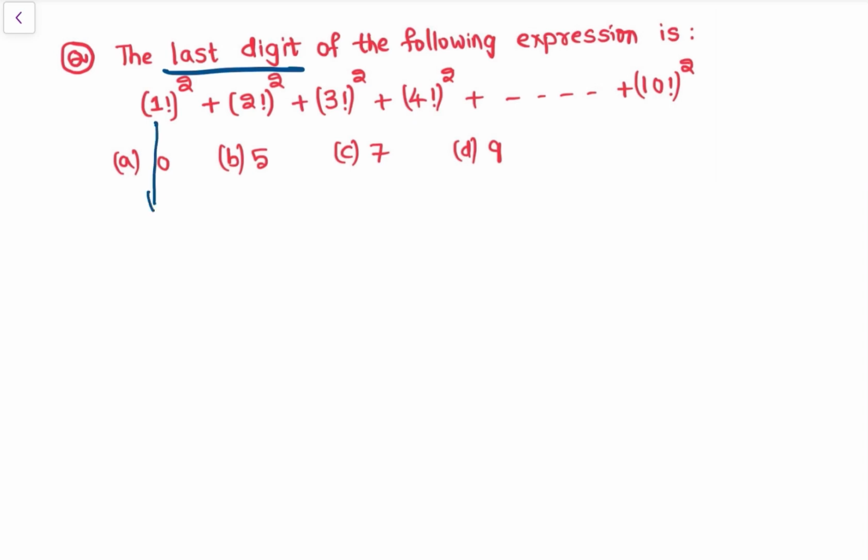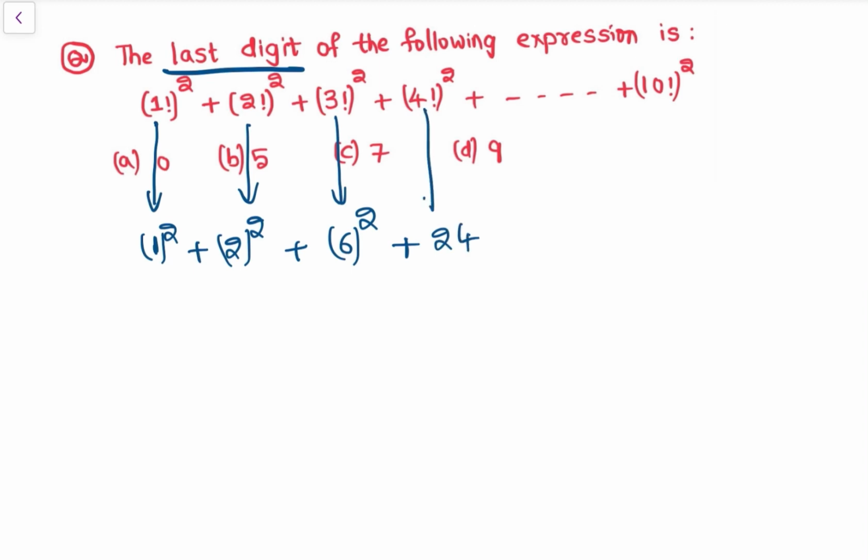So 1 factorial we know is 1. That is 1 square plus 2 factorial. We know 2 into 1, that is 2. So 2 factorial is 2 square. Then 3 factorial is nothing but what? 3 into 2. So 3 factorial is 3 into 2, 3 into 2 is 6. So 3 factorial is 6. 6 square plus 4 factorial is 24. Right? 4 factorial is 24. So that is 24 square.